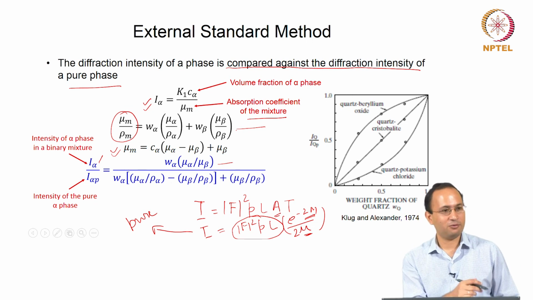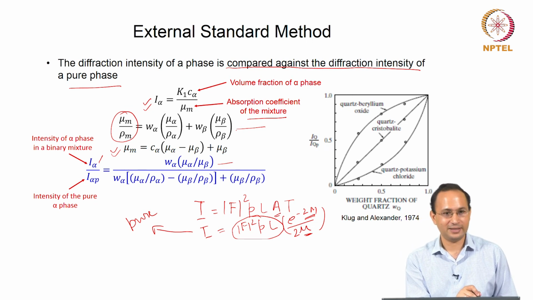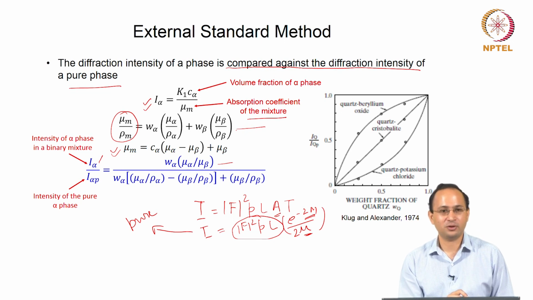So, we have found a relationship where we can relate the ratio of intensity to the weight fraction of alpha. Alpha is the standard, right, we are talking about the external standard, and we also have to know the absorption coefficients, very important, mu alpha and mu beta, right. If you know mu alpha and mu beta, then we can calculate the fraction W alpha, if you know I alpha over I alpha p.